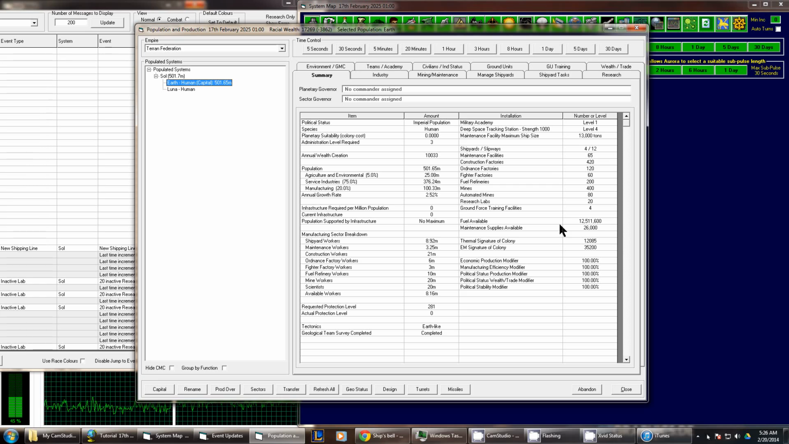How much fuel do we have? 12 million, not gallons, liters. And this is how many maintenance supplies we have.